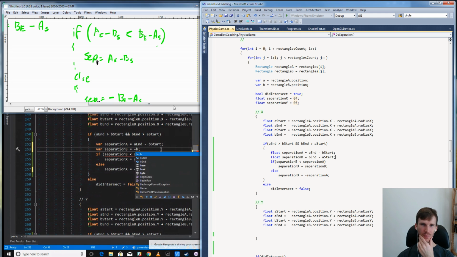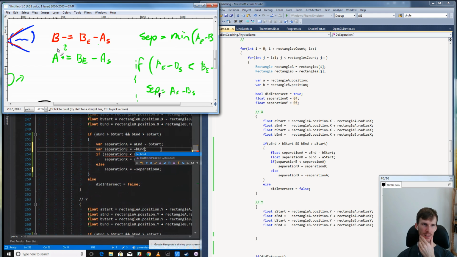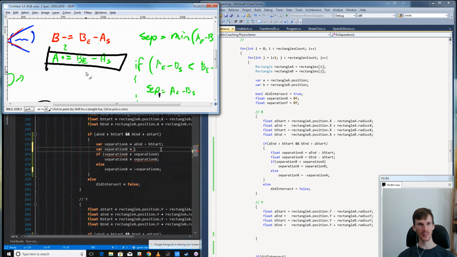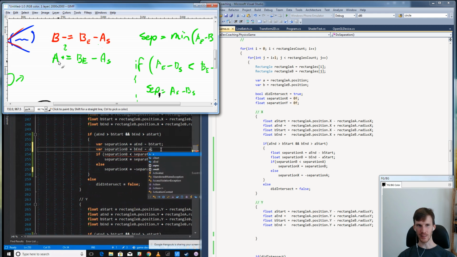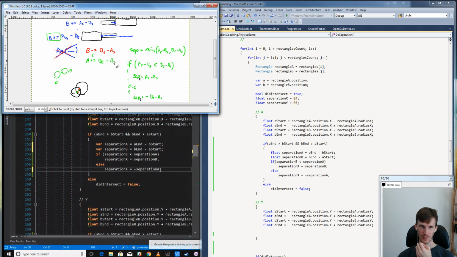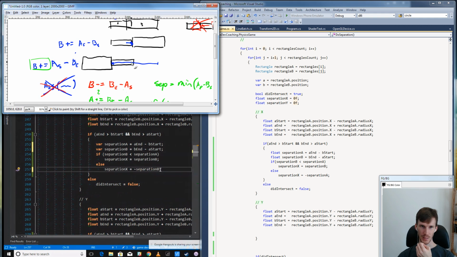So what we want, this is the easiest way to think about it, is this case here: we want to add A for separation A, and so that's B end minus A start.